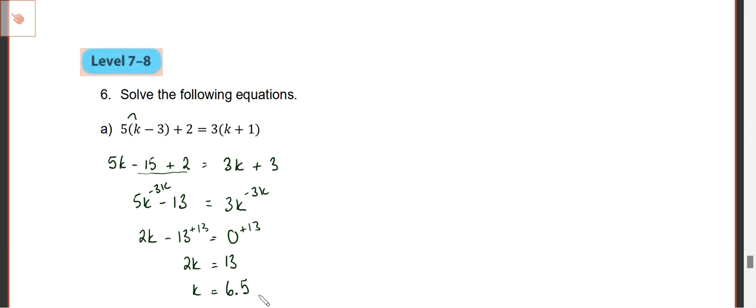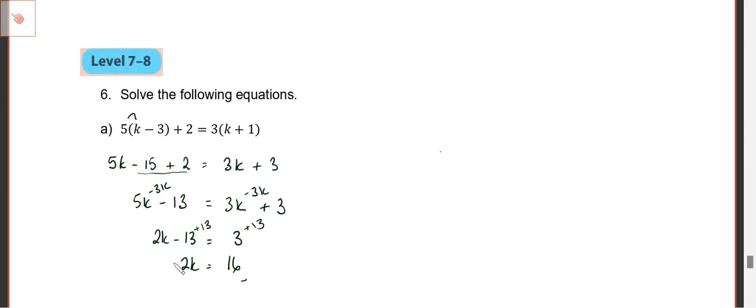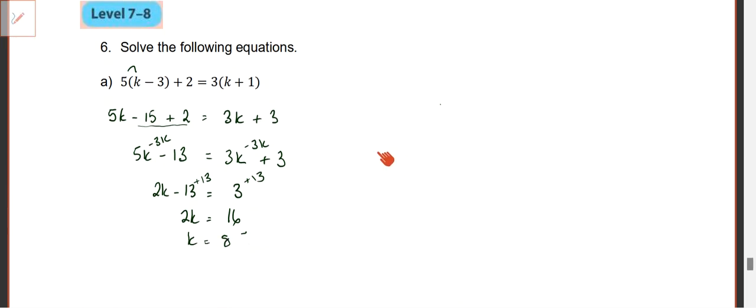We've made a mistake. What did we not do? It was, second line. What did I forget to write? It's plus 3. Yeah. So it should be 2k minus 13 equals 3. Then I can add the 13, gives me 2k equals 16, which means 1k equals 8. So that answer's wrong, that's why.